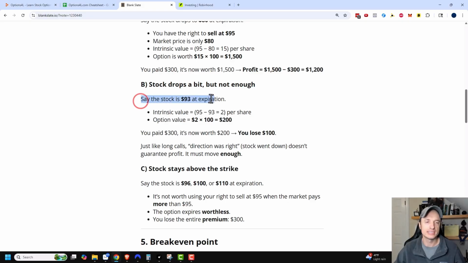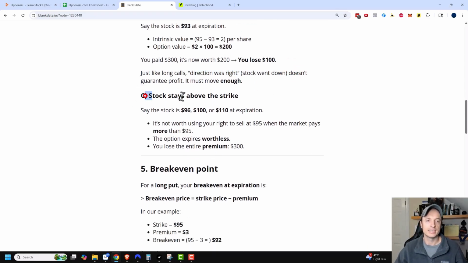Another scenario is that the stock drops a bit, but not enough. Say the stock is $93 at expiration. So the strike price of your put option, 95, minus 93 equals $2 per share. So the option value is $2 times 100 shares in your option contract, so that's $200. You paid $300, it's now worth $200, so you lose $100. So you were directionally right. You were right that the stock was going to go down, but it didn't go down far enough. So when you're buying put options, you do need your stock to move far enough or fast enough in order for you to actually make a profit. And that's just something to be mindful of.